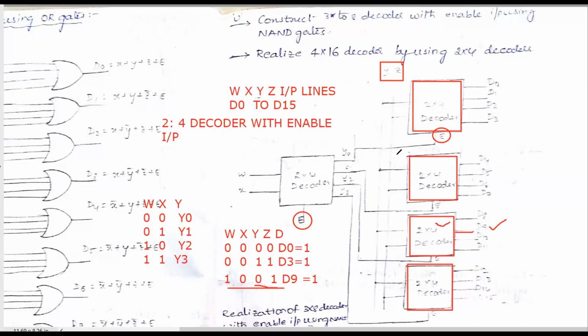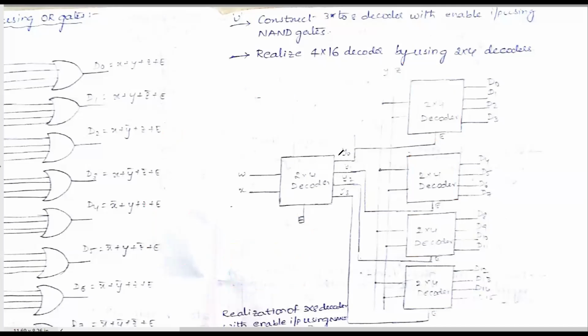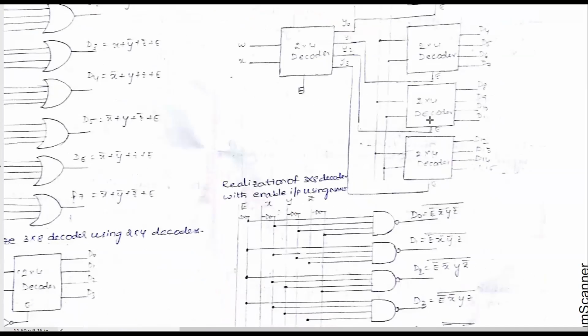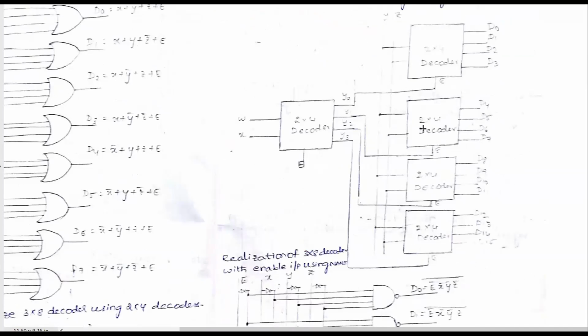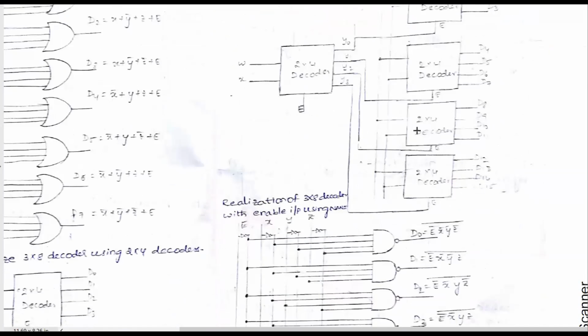Like this, we have to realize. From the exam point of view, they will ask the realization of higher order decoders with lower order decoders, such as a 4 to 16 decoder using 2 to 4 decoders, and similarly a 4 to 16 decoder using 3 to 8 decoders. Like this, they will ask. You have to practice all the realizations, and based on the logic, you have to realize all the possible realizations. Here this is the 4 to 16 decoder using 2 to 4 decoders.